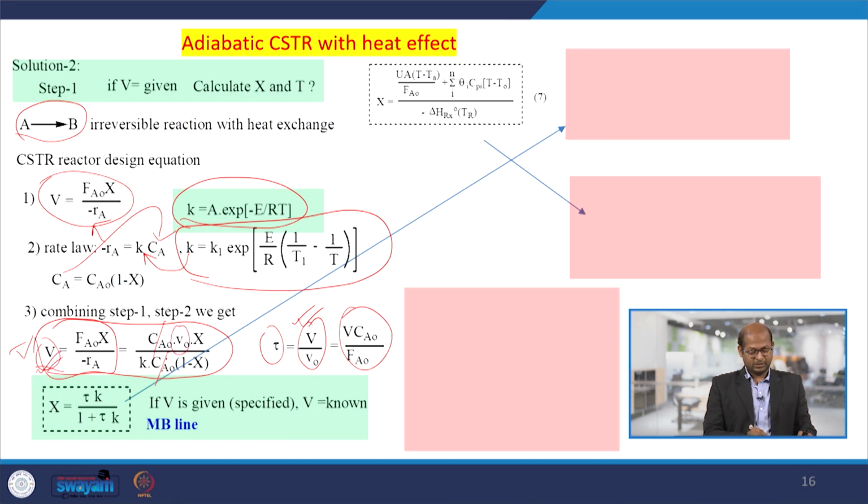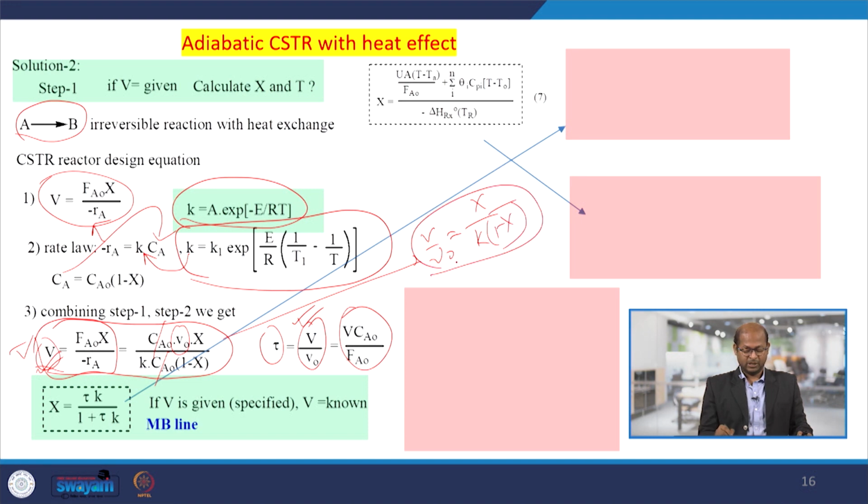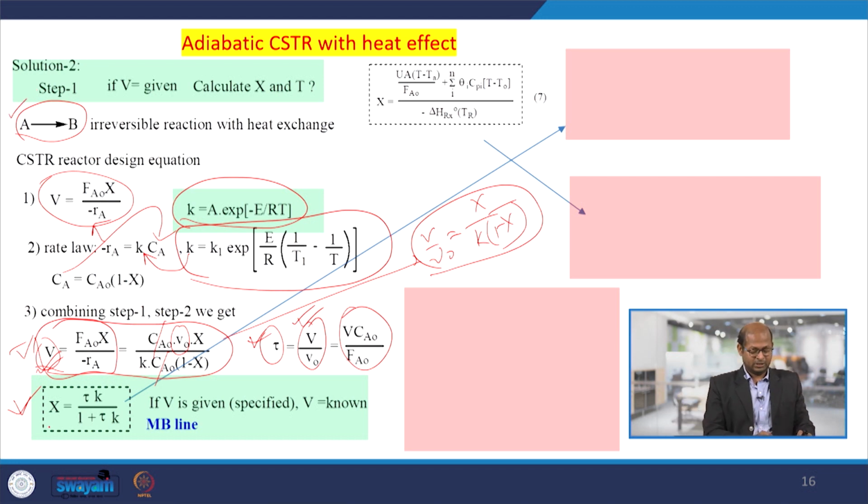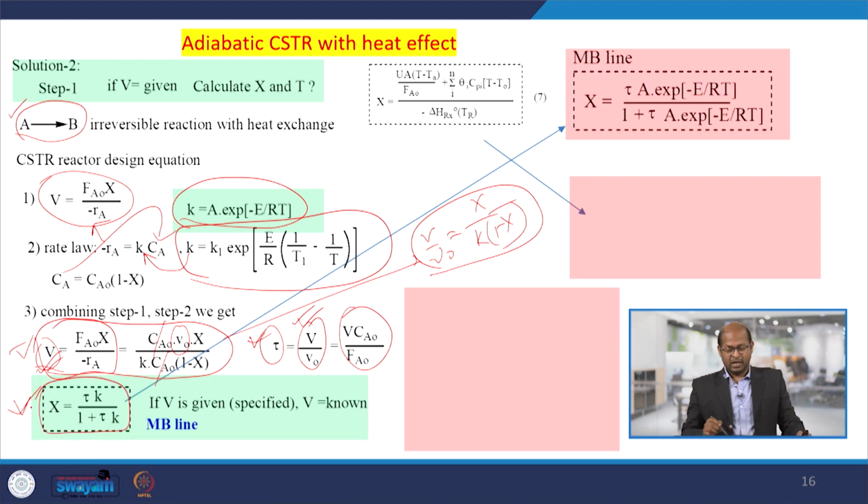If we simplify this equation, we will get V by V naught equals x by k into 1 minus x, and V by V naught equals tau. Then after rearranging, we can get this. This is the material balance equation for the irreversible reactions, and this is the energy balance equation. In the energy balance equation, k we know as a function of temperature.